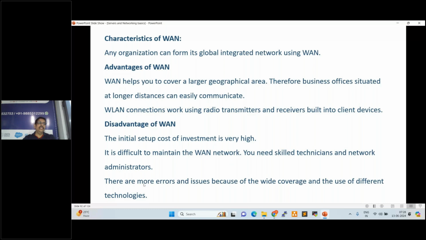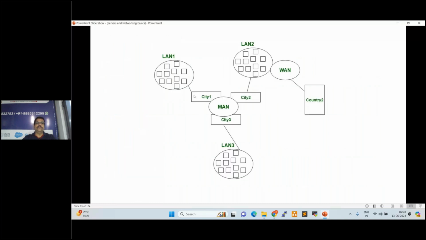We can configure the WAN systems. See here, this is the combination of LAN, WAN and MAN. Country to country, continent to continent, we can configure the WAN systems. So clear, right? Four types of network.